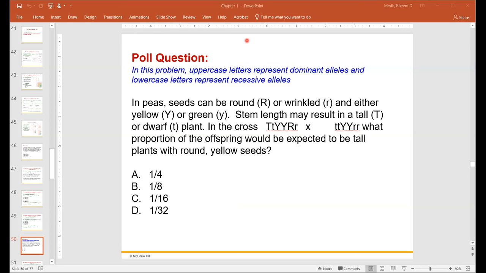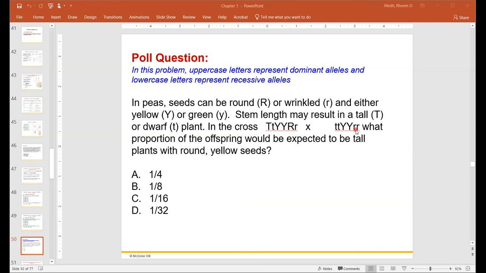I'm going to share the results. A lot of you got it correct, but a lot of you did not. The correct answer is A, 1 out of 4. Okay, and let's see why. So I have it written down here. You have this cross: big T is dominant, big Y is dominant, and big R is dominant. So you have that cross, which I wrote up there, and I separated each individual cross: big T, little t cross to little t, big Y cross to big Y, and big R cross to little r.